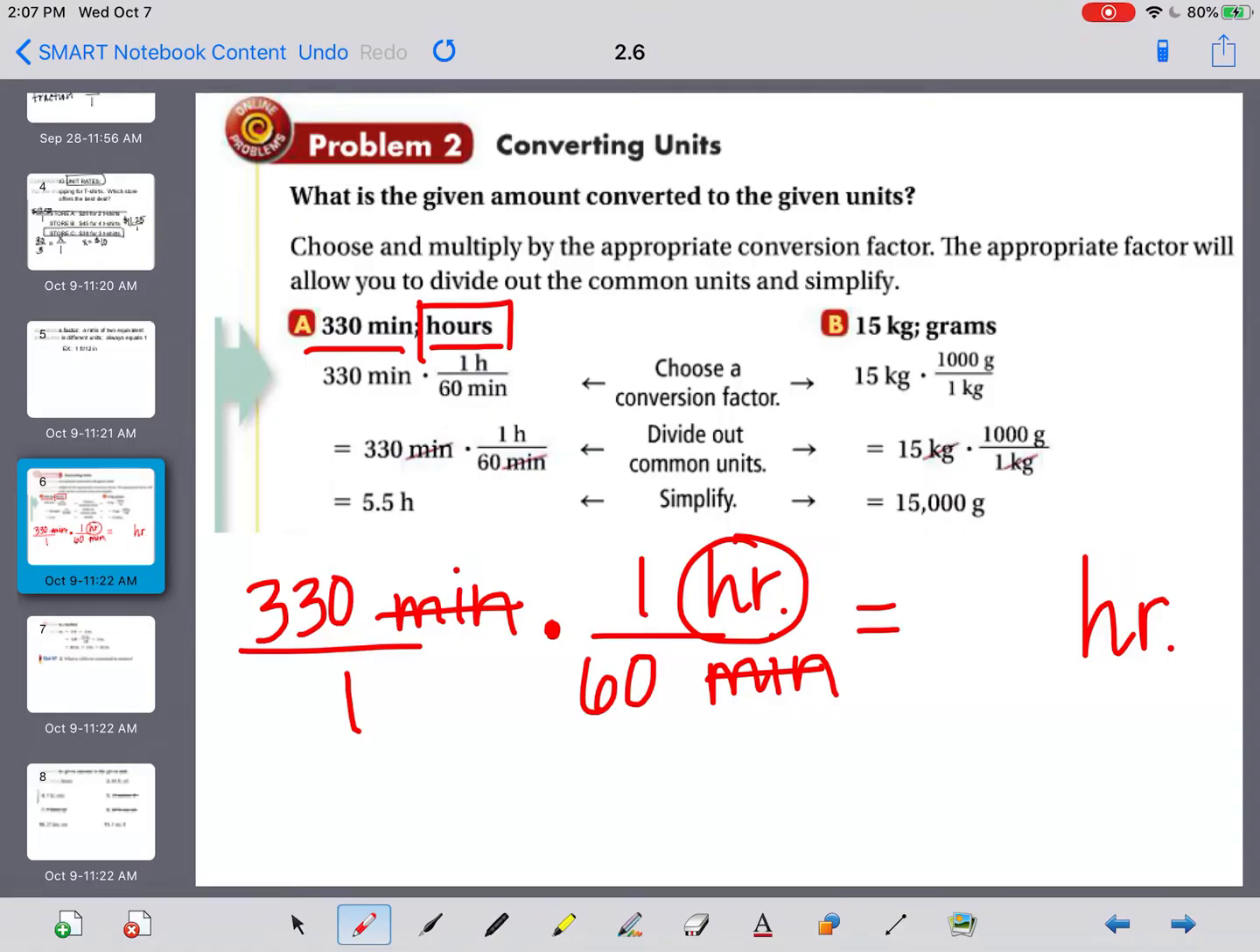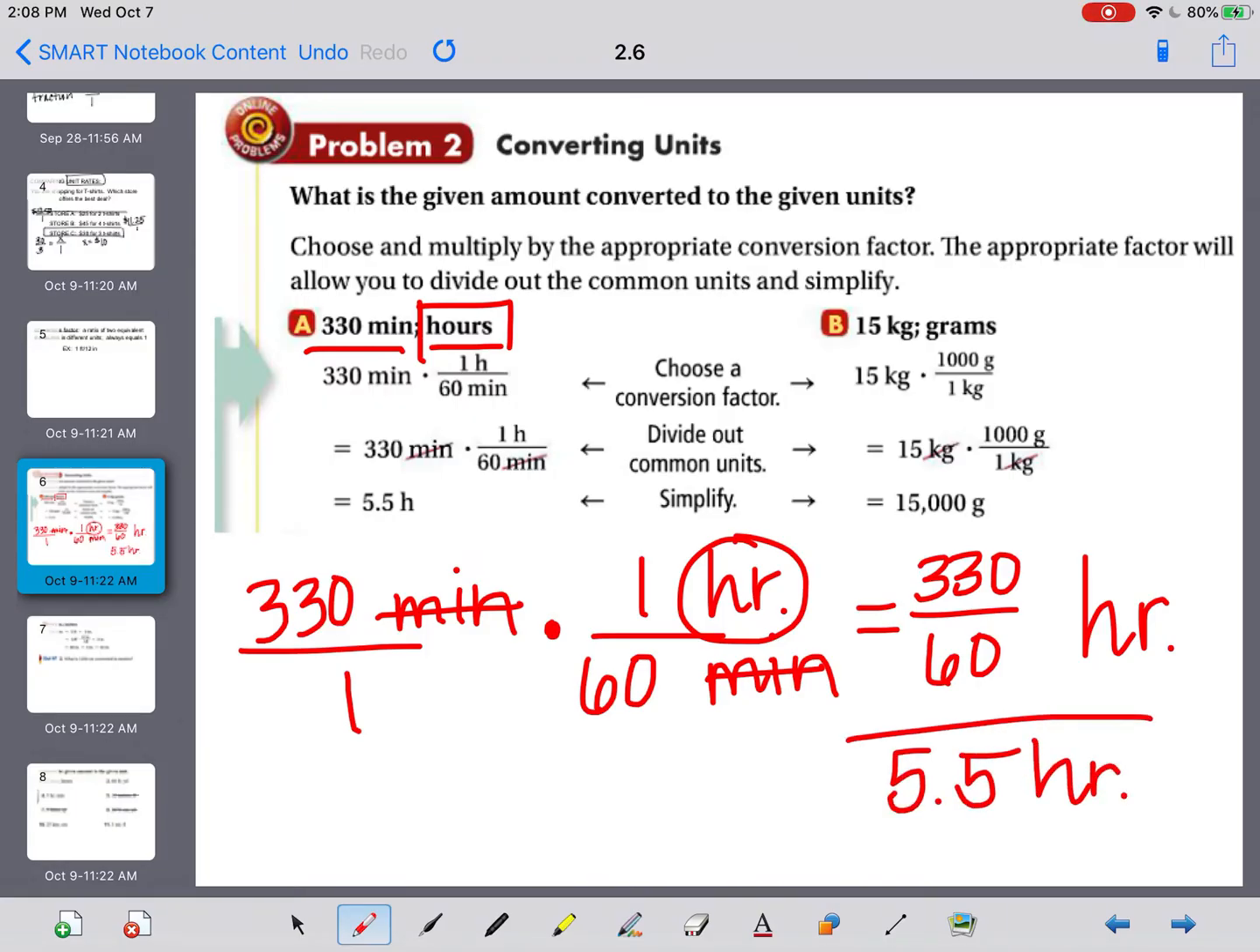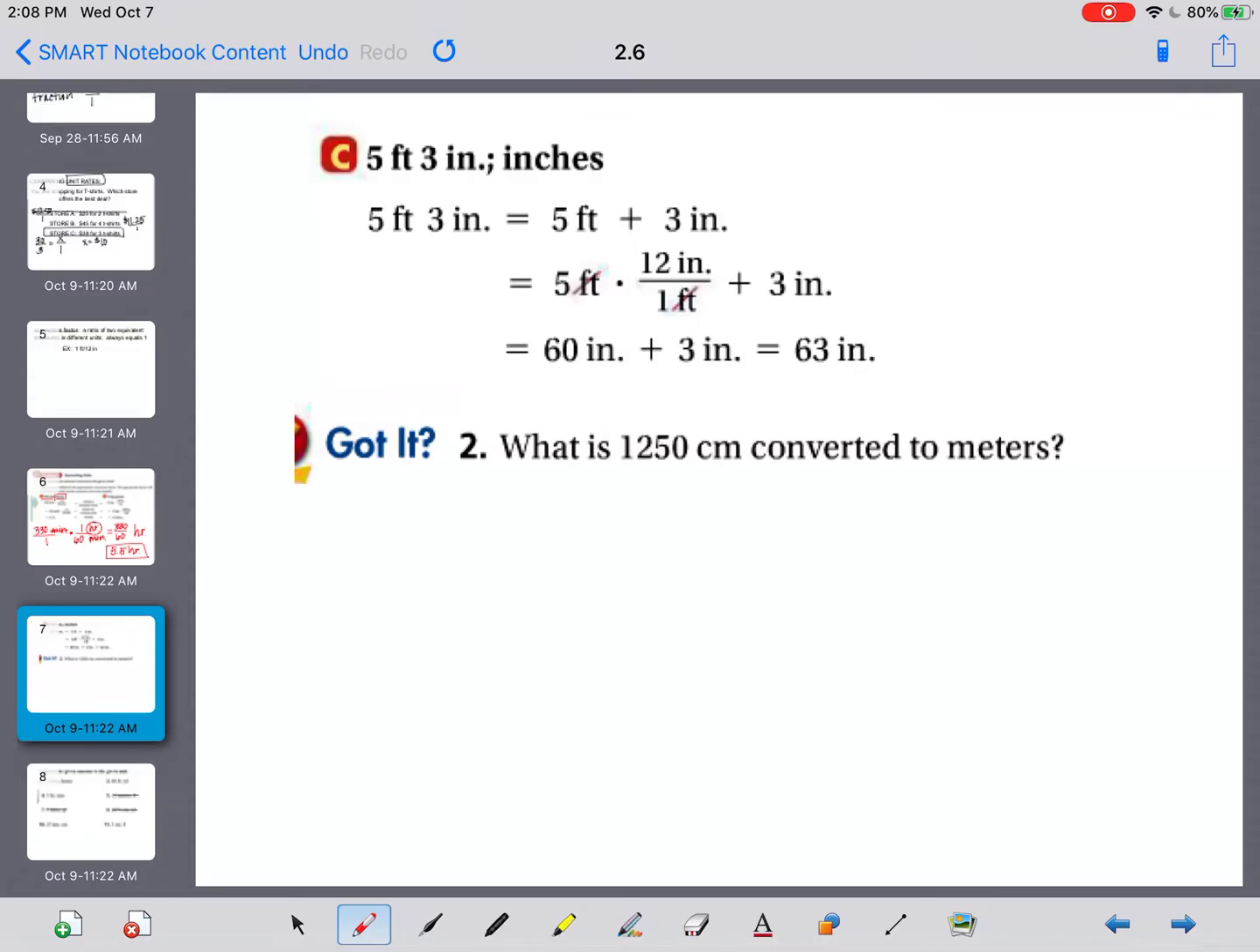Now my only unit that I have left is hours, so my final answer will be in hours. I'm going to multiply these ratios just like I would fractions, so straight across. I have 330 on the top, 60 on the bottom, and then I should divide those, which gives me 5.5 hours. So 330 minutes is actually 5.5 hours.